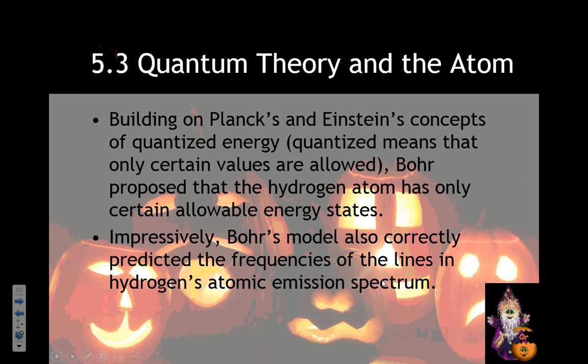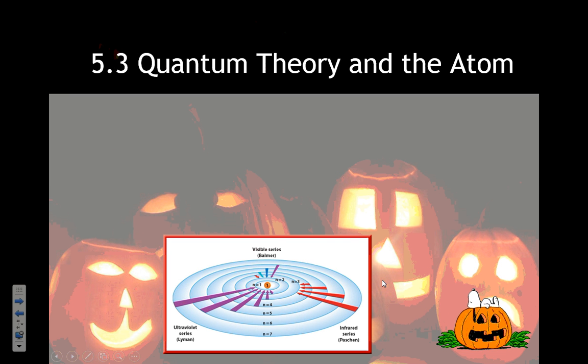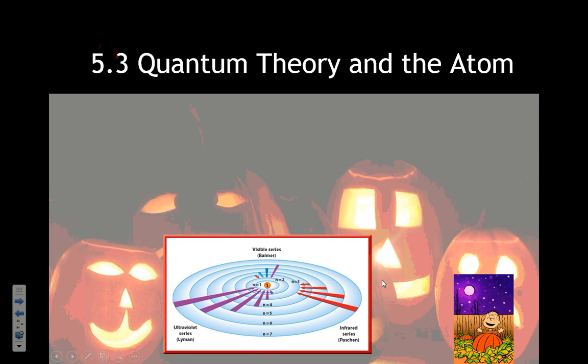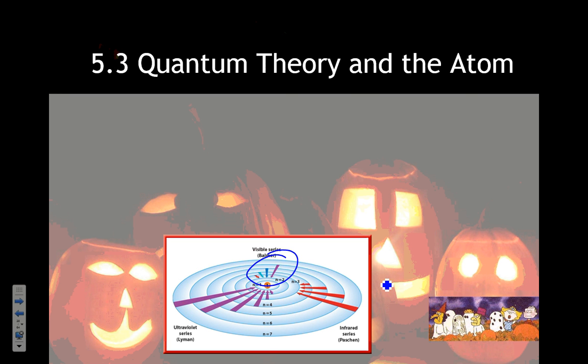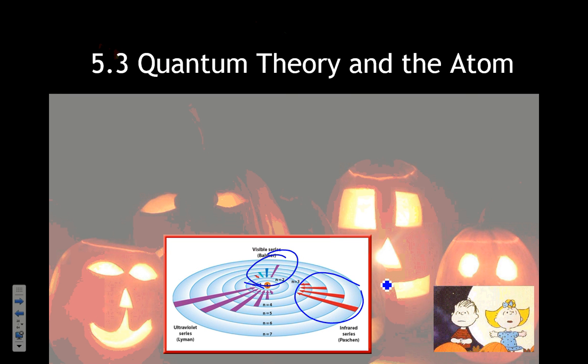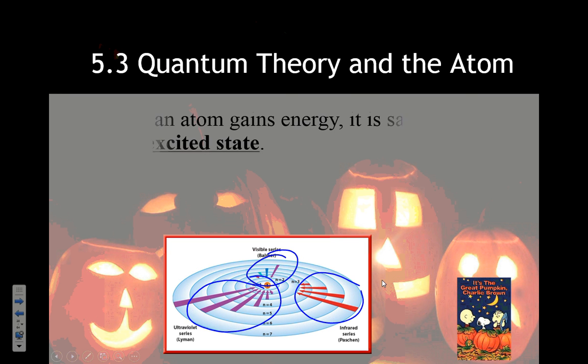So his model worked beautifully for hydrogen. It not only predicted what we could see in the visible spectrum through mathematics, it could predict what we couldn't even see with the naked eye. So it predicted the visible spectrum as well as those in the infrared and the ultraviolet parts of the spectrum.